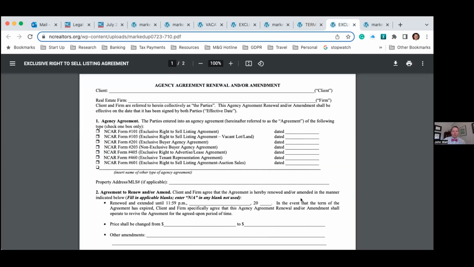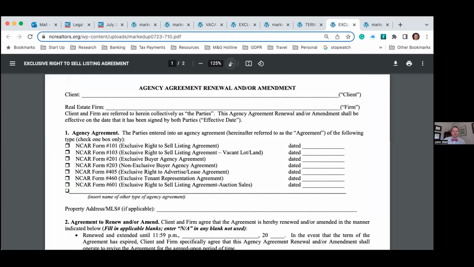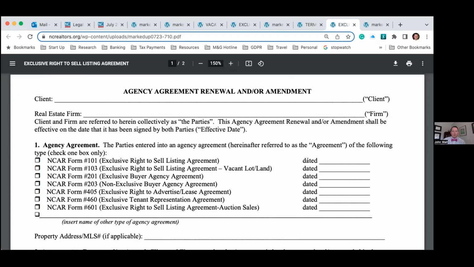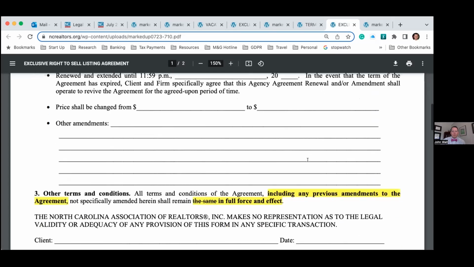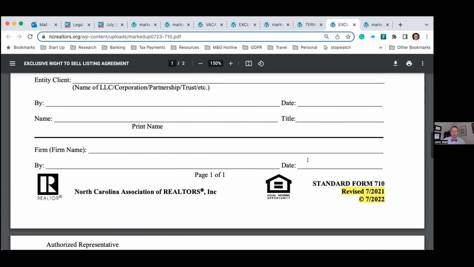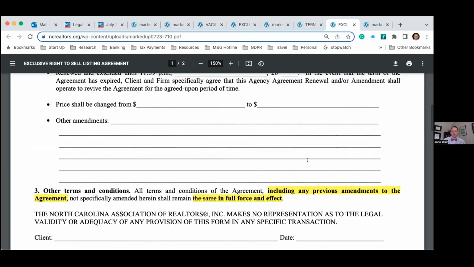Moving on. This is the agency agreement renewal or amendment form. And there's one little change here. I just want to make sure that's clear.